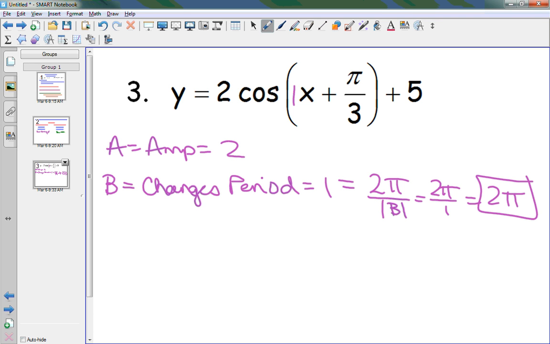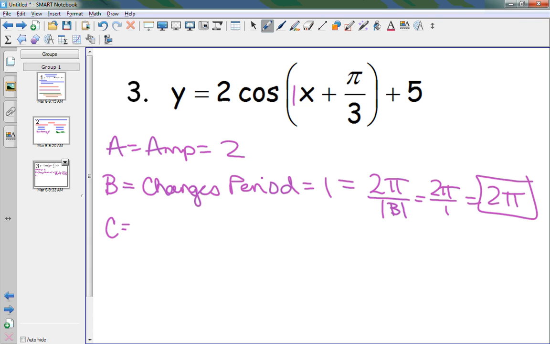In other words, I'm not sleeping, where my heart rate is being stretched out like a slinky, and it's taking a long time for my cycle. Does that make sense? And I'm not hyper and exercising and going crazy, so my heart rhythm is going nuts. Does that make sense? Yes or no? It's a standard typical B value. Okay, so my period is 2 pi.